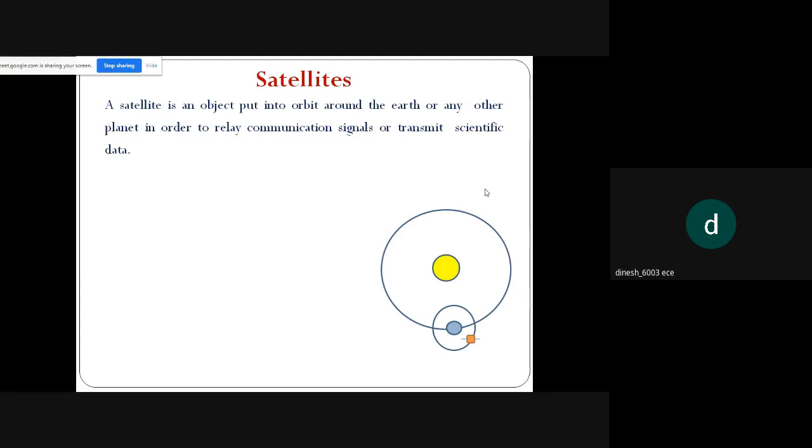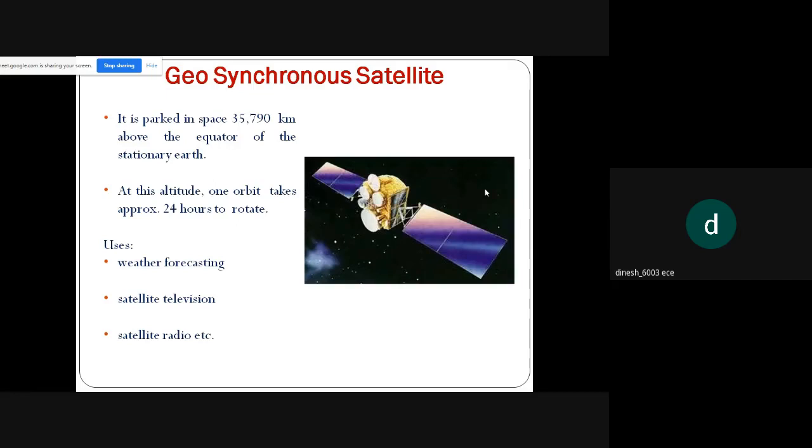The satellite is an object which is put in an orbit around the Earth or any other planet in order to relay communication signals or transmit scientific data. You can see the sun in the center, yellow color. In an orbit around the sun the Earth is revolving, and revolving around the Earth is a satellite. It is our artificial or man-made satellite. Example of geosynchronous satellites. You can see the solar panels in violet color. Black is your space. The white dots are your stars and galaxies in the Milky Way galaxy.